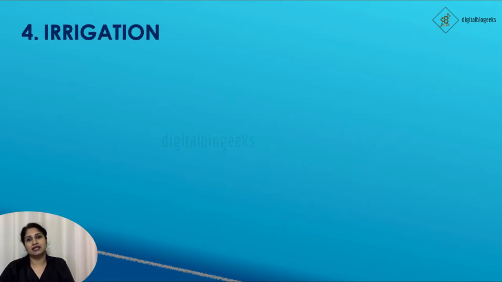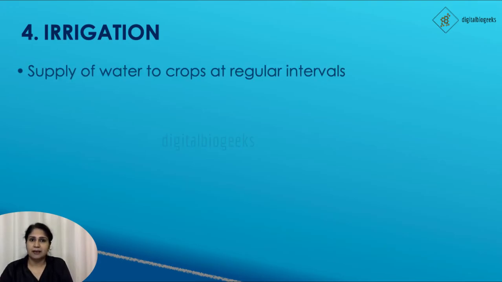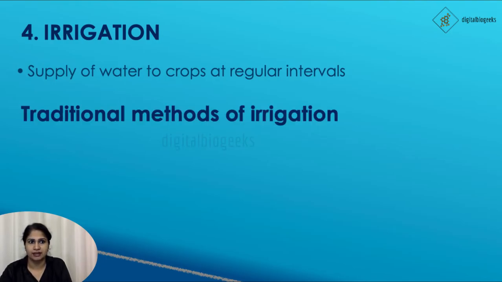Moving on to irrigation. We all know that water is an important component in the growth of plants. Without water, the proper growth of plant won't happen. And germination of seed won't happen in the absence of water. The supply of water to the crops at regular intervals is called irrigation. Different crops need different amounts of water at different intervals. There are certain methods of irrigation. Let's see what are they.